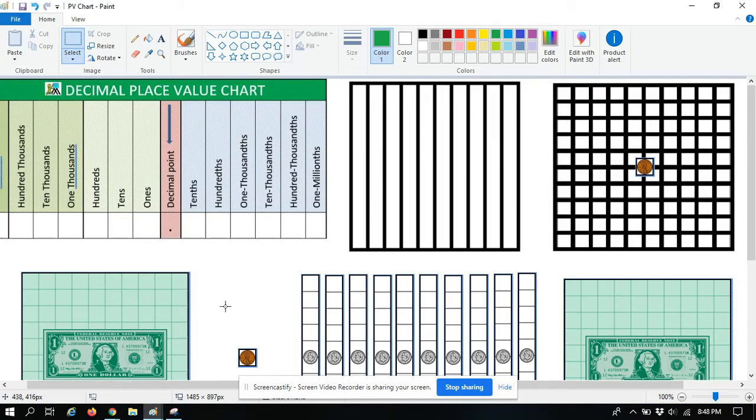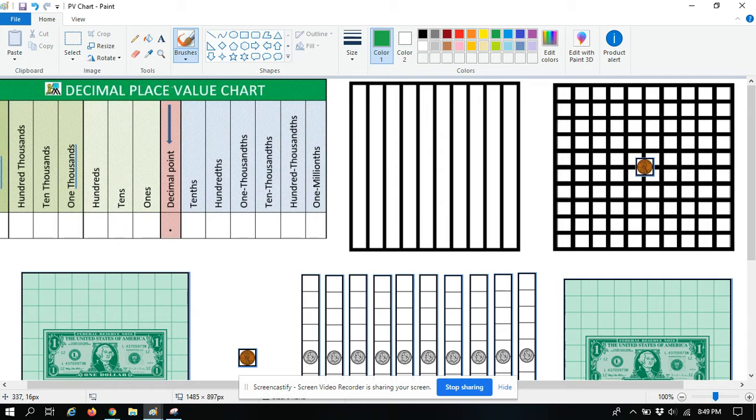Hi, fourth graders. So, for this very brief tutorial, I just wanted to give you a short history lesson, I guess, about decimal numbers. I know many of you have already reached the unit on fractions and decimals, and I just wanted to give you an idea of where decimals came from, and how they relate to fractions.